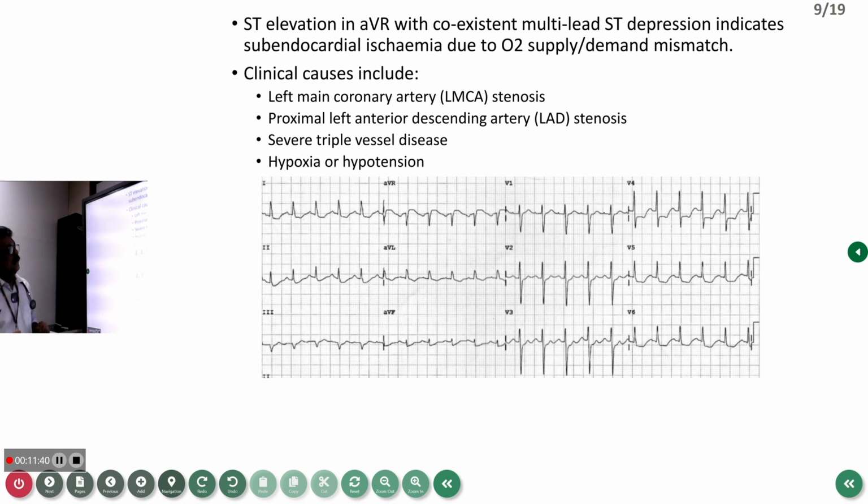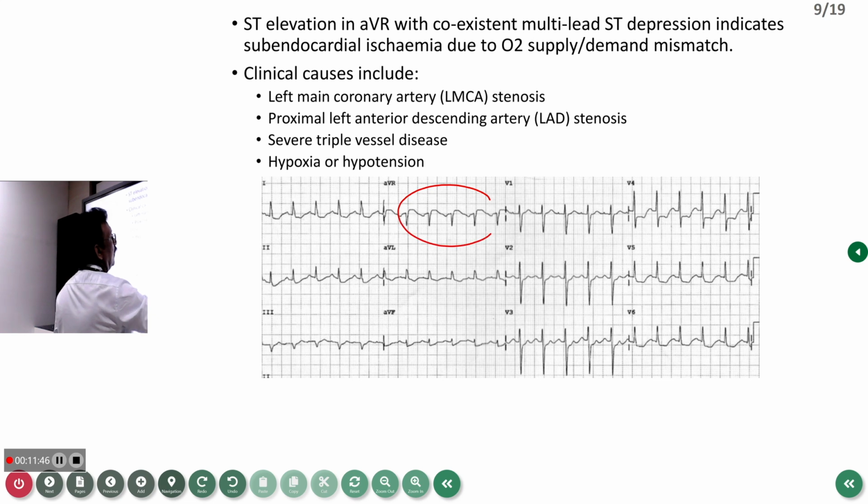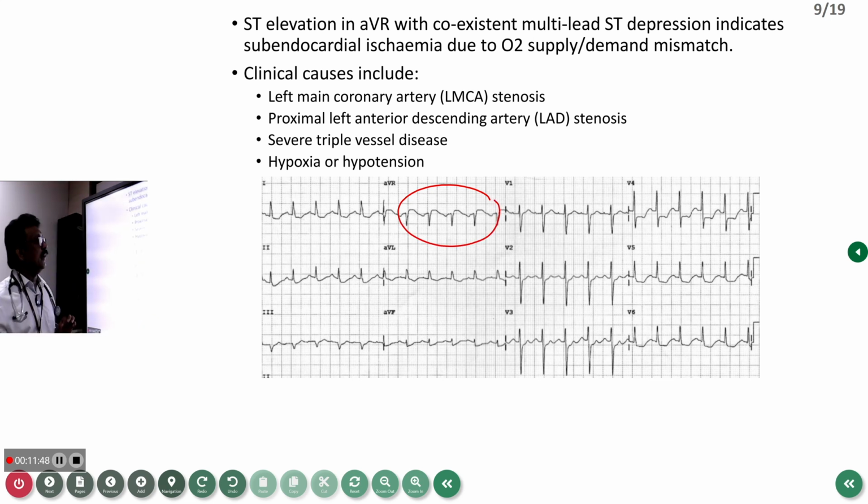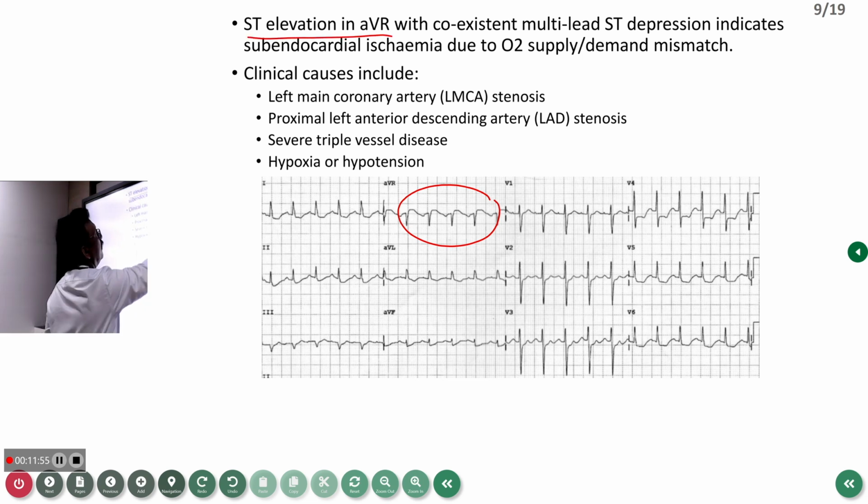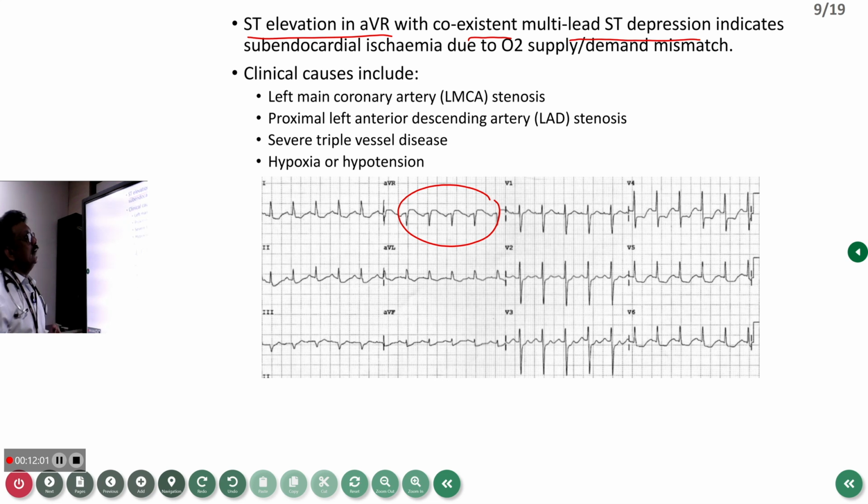So again, we can know which arteries are involved. Here, there is an ST elevation in aVR. That is very important. Normally, when we are taking an ECG, you don't get ST segment elevation. So ST segment elevation in aVR associated with multi-lead ST depression indicates subendocardial injury or demand-supply mismatch.